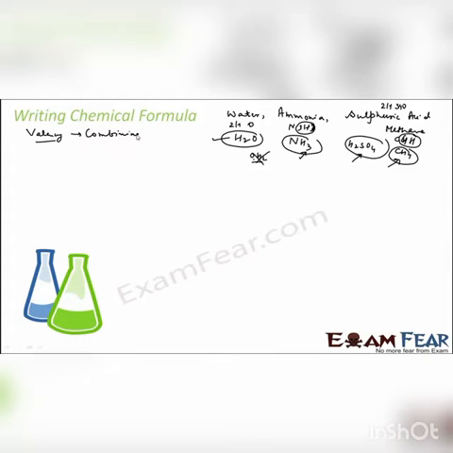Write this as combining capacity of an element. Right? This is valency. So the combining capacity or the combining power of an element is called valency. Or you can visualize this as the hands of an atom. For example, there is one atom here, oxygen. It has two hands. And with these two hands, it can pluck one hydrogen each. So you'll get water.